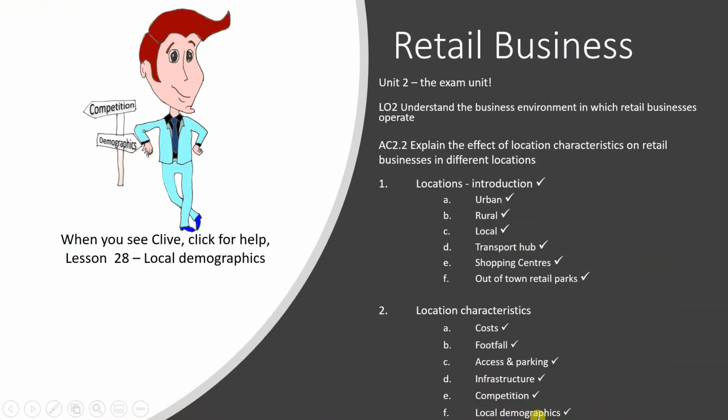Lesson 2.2, the location characteristics. This one is on local demographics. So we've done competition, we're moving forward with demographics, which is the way you can describe the population. And when you see Clive or his mates, click for help.